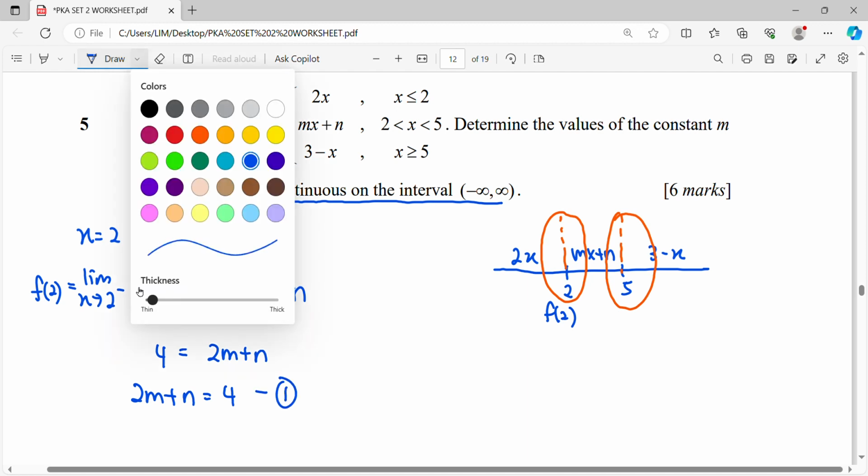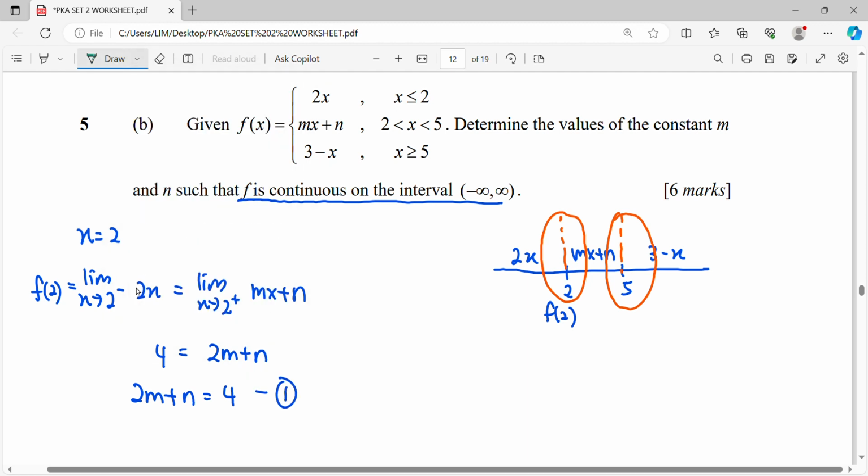And then we proceed to another point where the function also changes, when x equals 5. So when x equals 5, we want to make sure of the continuity of this function: the limit as x approaches 5 from the left hand side of the function must equal the limit as x approaches 5 from the right hand side, and it must equal the point.